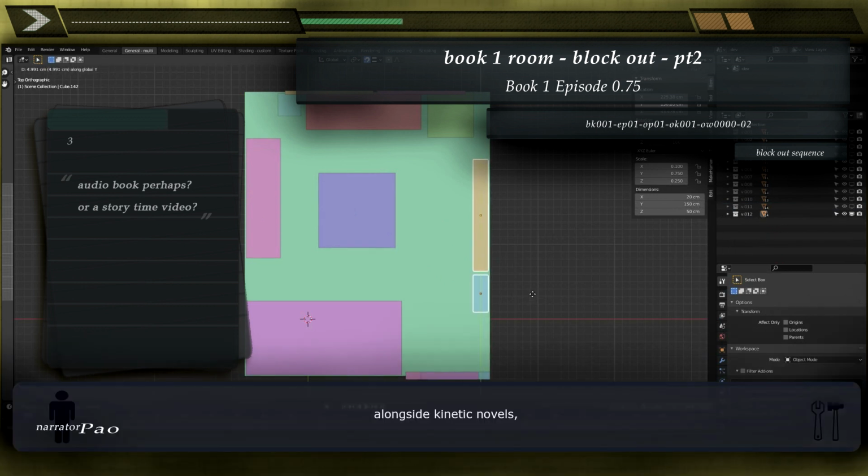Alongside kinetic novels, I am also referencing the audiobook format and storytime video format. If you want to stretch it, then there's the radio drama format.